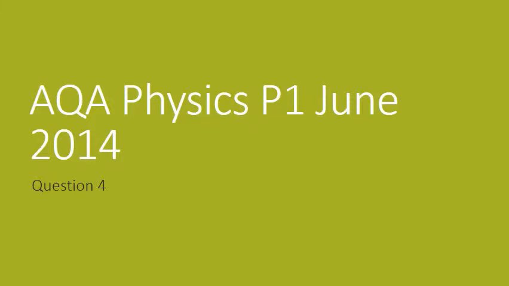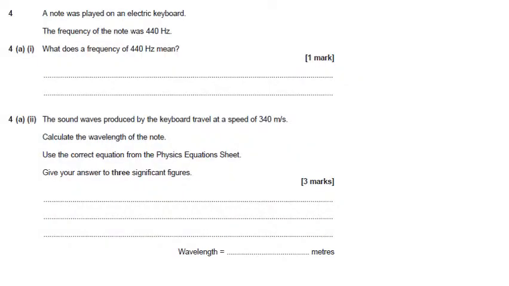This is a worked solution to AQA Physics P1 June 2014 higher tier paper question 4. This question is about sound waves. A frequency of 440 Hz means that there are 440 waves produced every second.